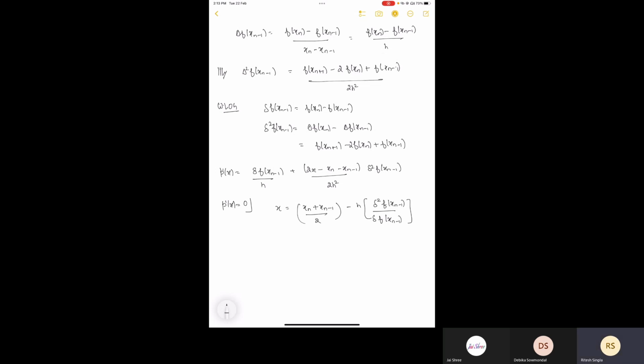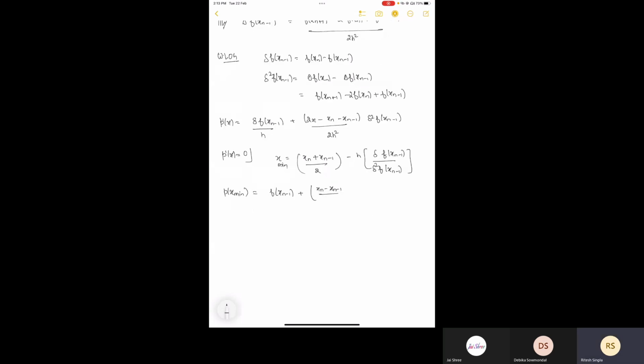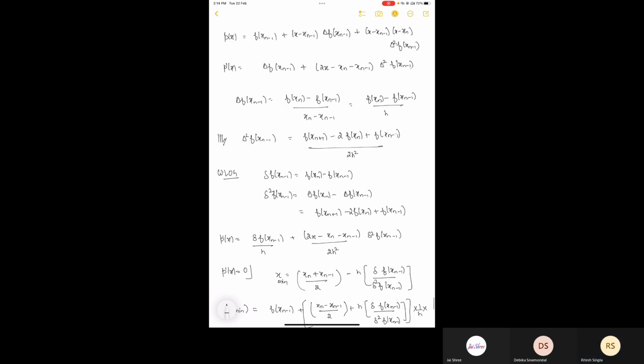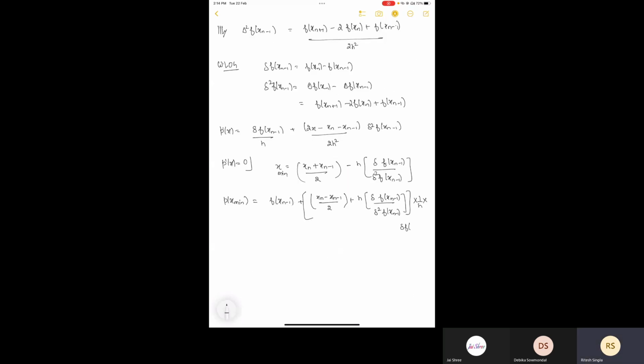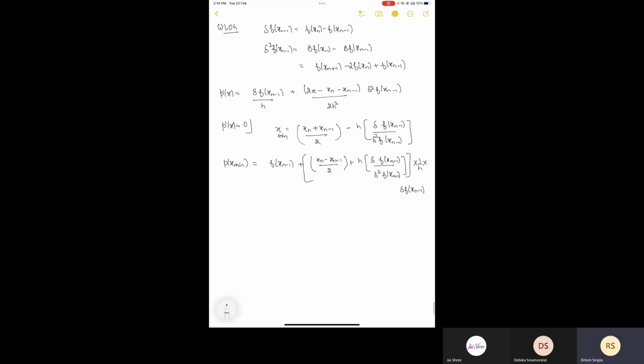f(x_{n-1}) plus (x minus x_{n-1}) times f(x_{n-1}) plus h times delta square f(x_{n-1}) into 1 upon h into delta f(x_{n-1}) plus and so on, right?